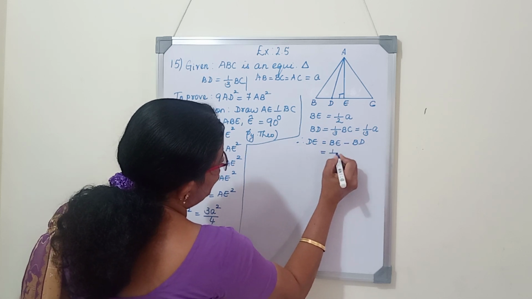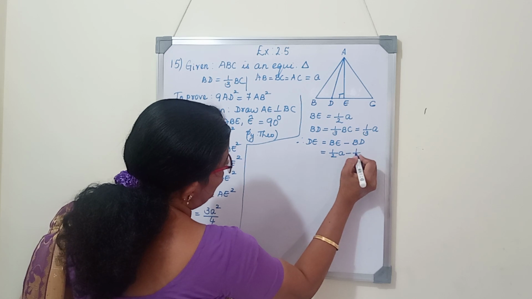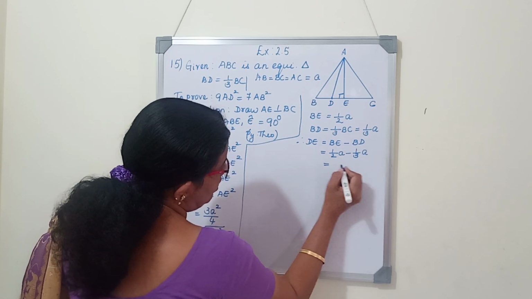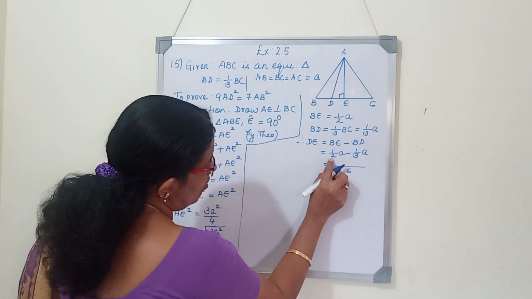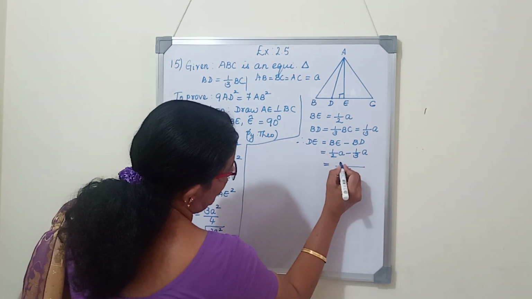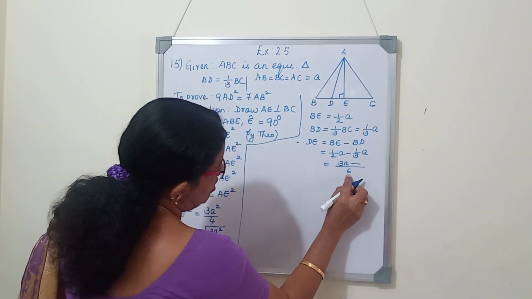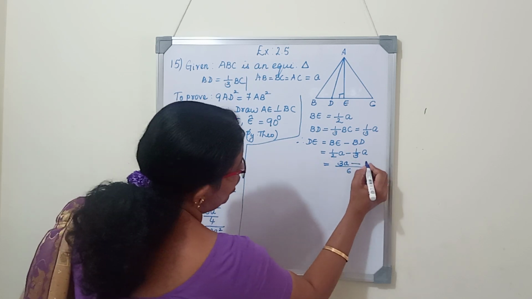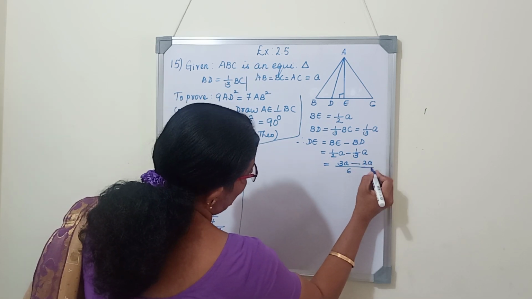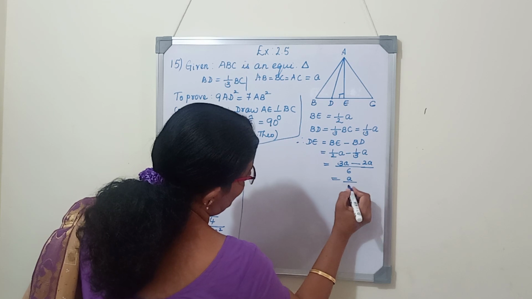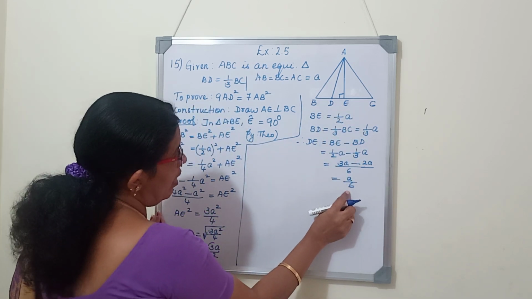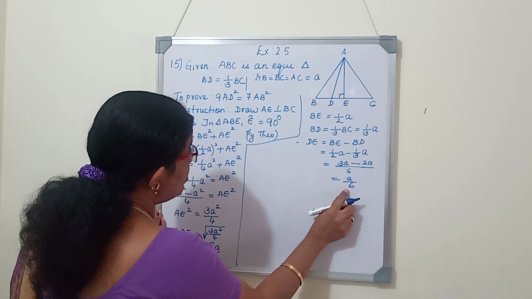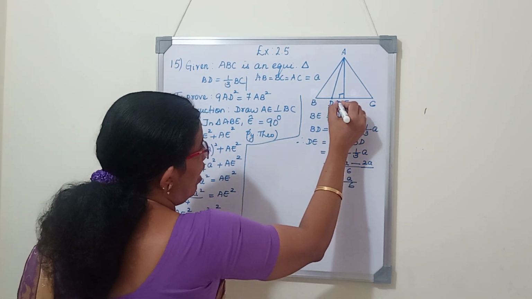That is 1 by 2A minus 1 by 3A. So we will take the LCM. 2 and 3, 6 is the LCM. 6 divided by 2 is 3, 3 into 1A, 3A. Minus 6 divided by 3 is 2, 2 into 1A, 2A. So we will get A by 6, or 1 by 6A. So we got DE is 1 by 6A, or A by 6. So we have DE value.